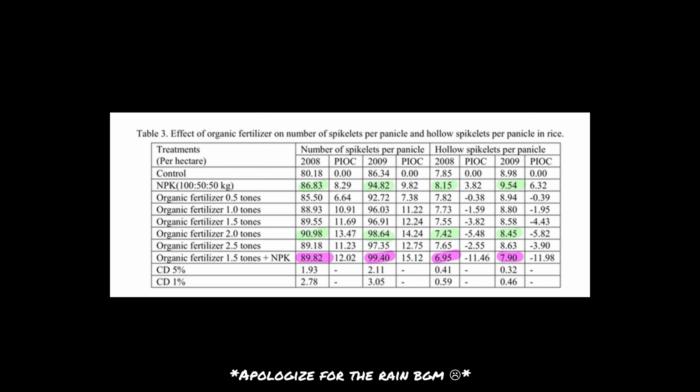And for the third table is the effect of organic fertilizer on number of spikelets per panicle and whole spikelets per panicle in rice. For the number of spikelets per panicle, same mixture of fertilizer got the highest number of all, but for whole spikelets per panicle, NPK has the highest number of data compared to the only organic and mixture.